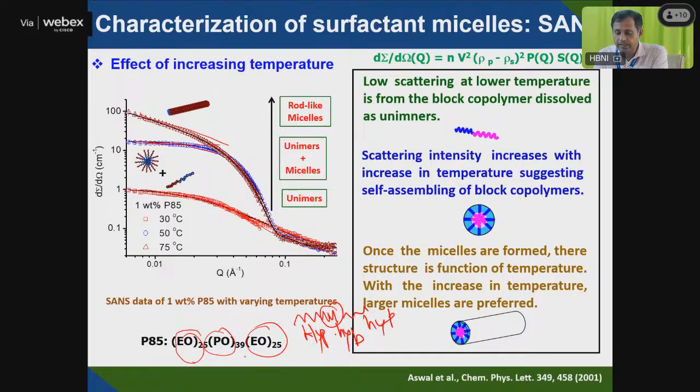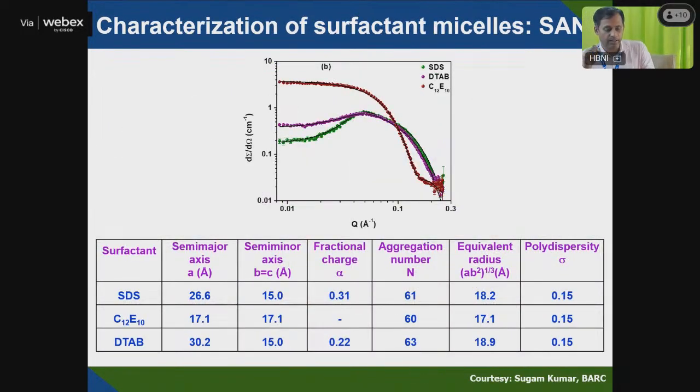The low scattering at low temperature is from a block copolymer dissolved as a unimer, then the scattering increases once micelles are formed, so the structure is a function of temperature. Depending on the temperature, how the structure changes from spherical to rod shape, that information you can get using SANS data, and then you can calculate it after proper model fitting.